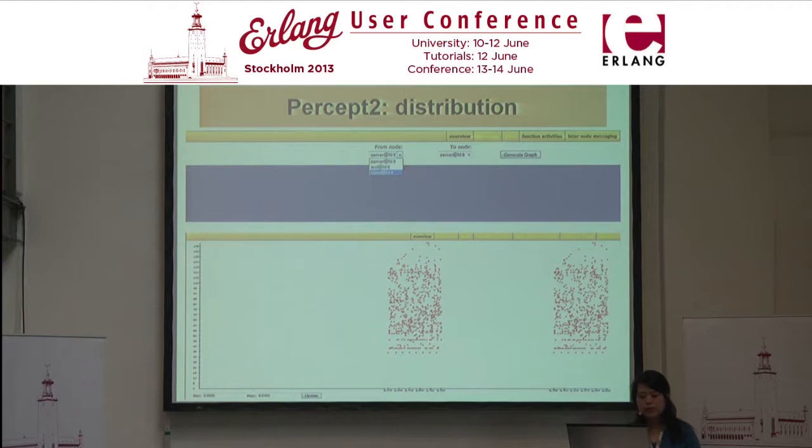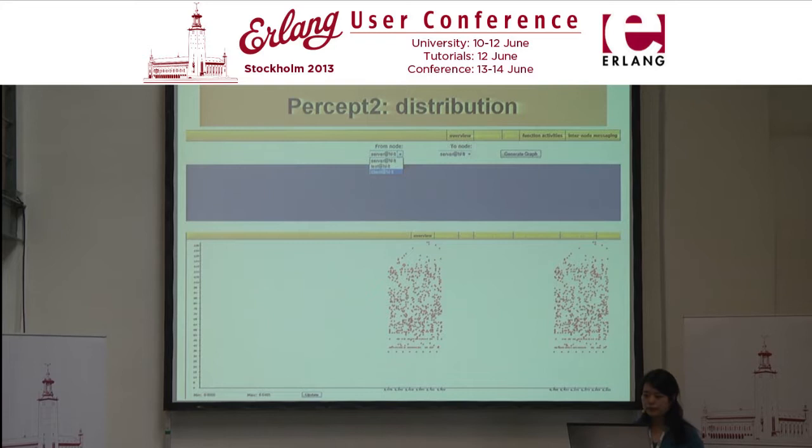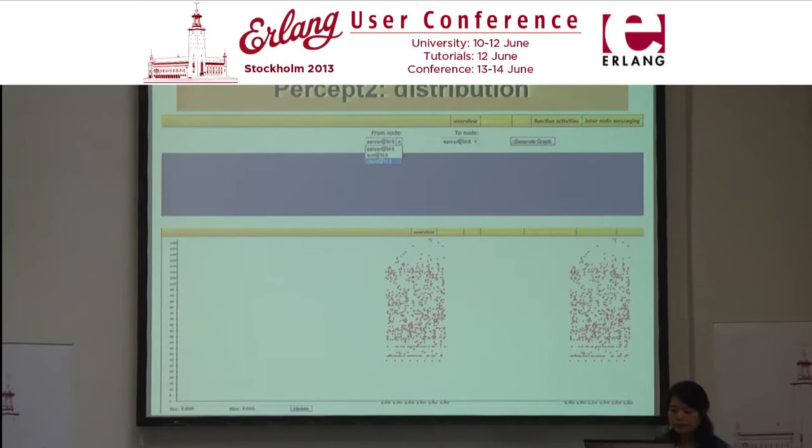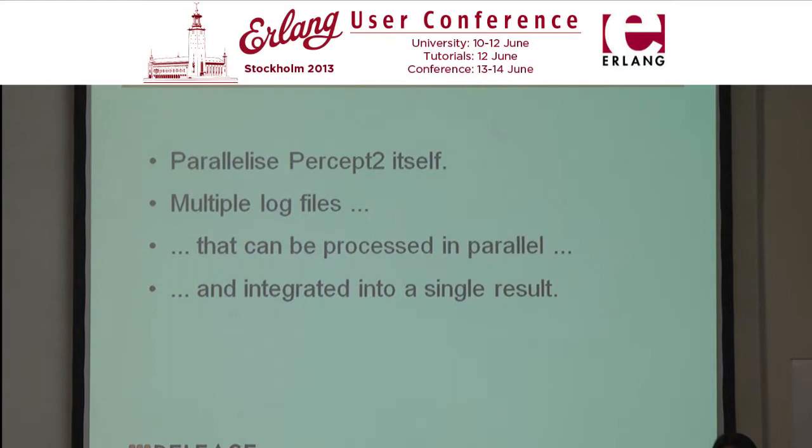The x-axis is the time, the y-axis is the size of messages. Every dot in the graph shows a message passing between two nodes. So this is still quite basic stuff here. These are most of the functionalities we added to Percept.